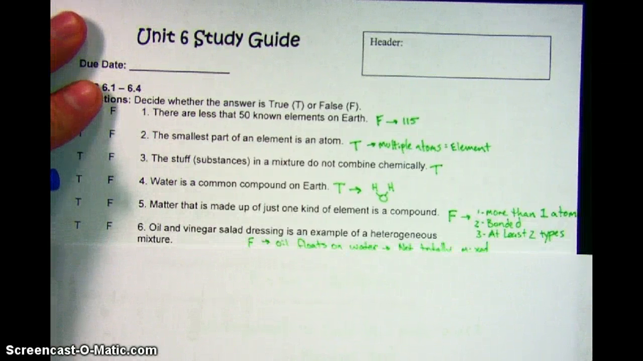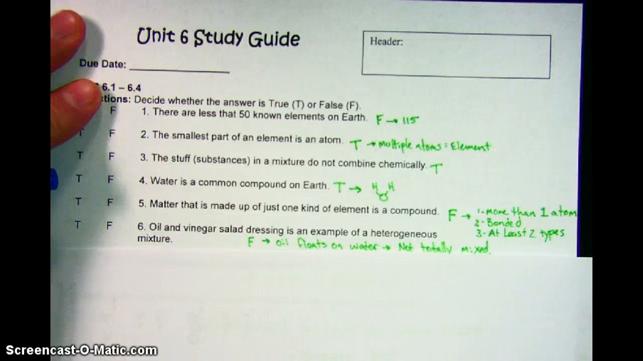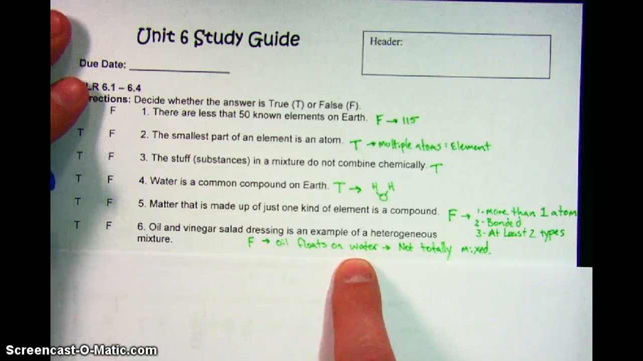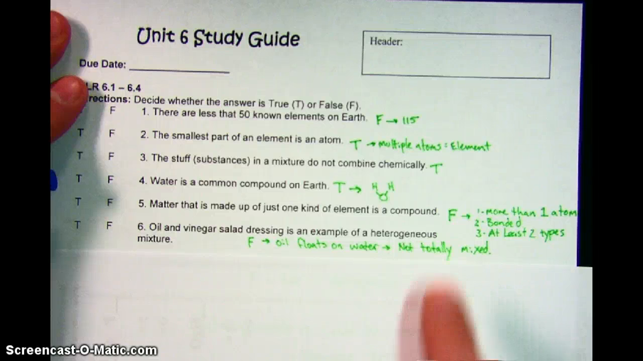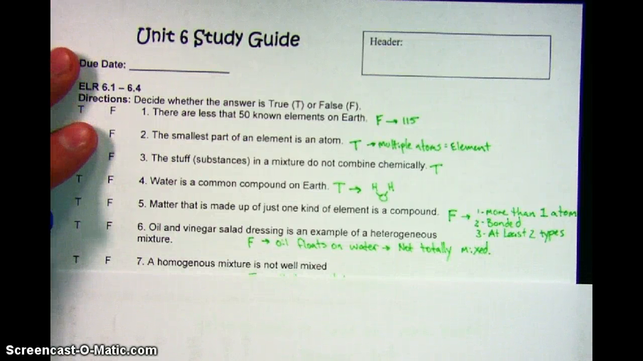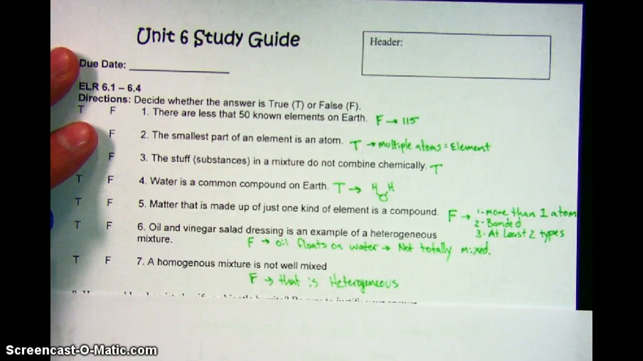Number 6 says oil and vinegar salad dressing is an example of a heterogeneous mixture. That is false. Since oil floats on top of water, if you've ever seen oil and vinegar salad dressing, it's separated out and you can see all the parts and pieces. It's not totally mixed. Number 7, a homogeneous mixture is not well mixed. False. That's what a heterogeneous mixture is, not well mixed.